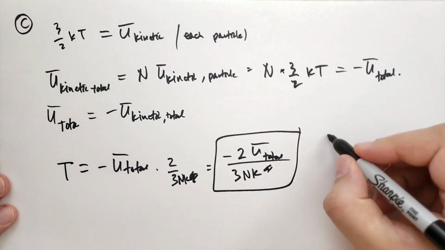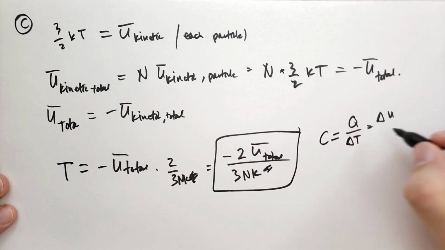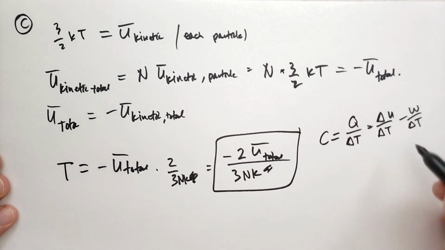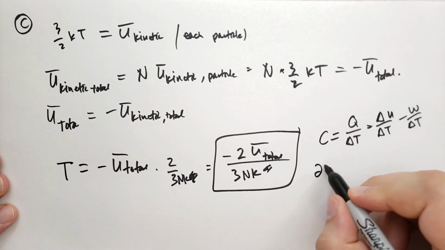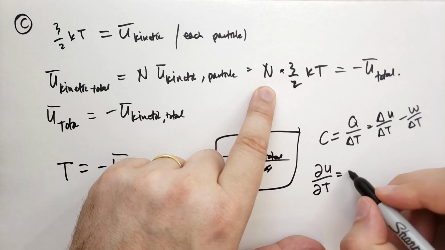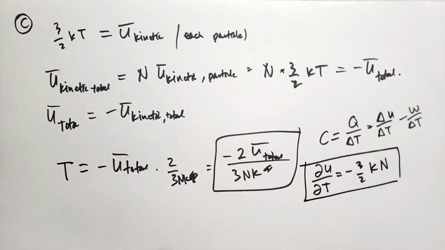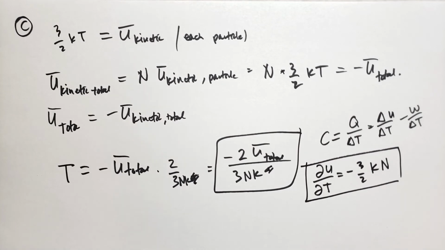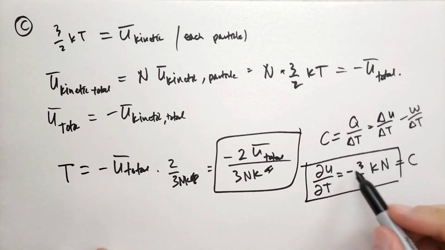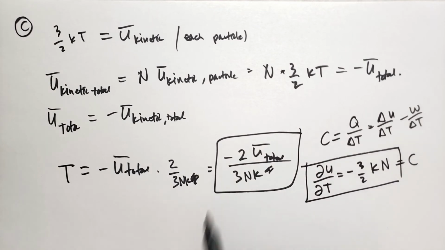What is the heat capacity? The heat capacity is defined as the heat over the change in temperature. We can break that up into the change in the total internal energy divided by the change in temperature, and we can subtract out the work over the change in temperature. We're just going to ignore the work term for now. So if we take dU by dT, we take this equation, this is the total, and take the temperature derivative, that's going to be minus 3/2 kN. This is roughly the heat capacity. Minus 3/2 kN. So as you add more heat, the energy drops. And that's what this sign means. So that minus sign is pretty important.